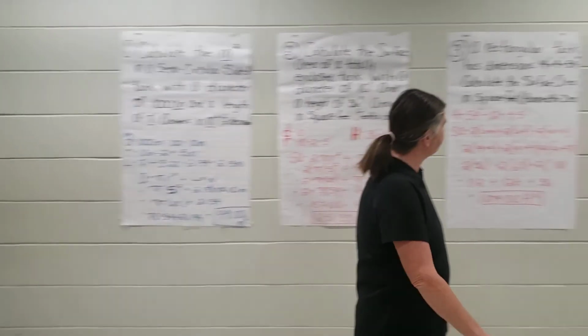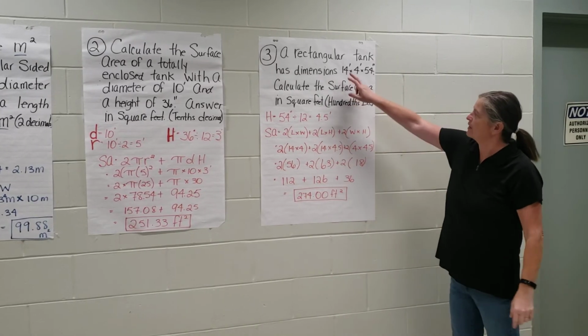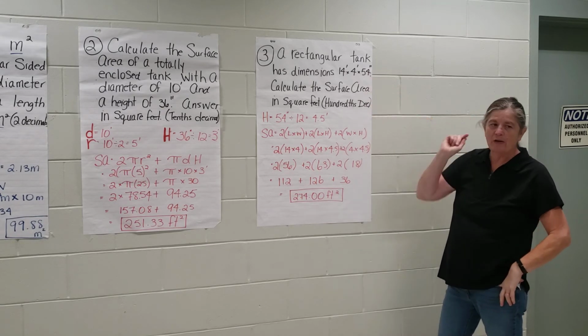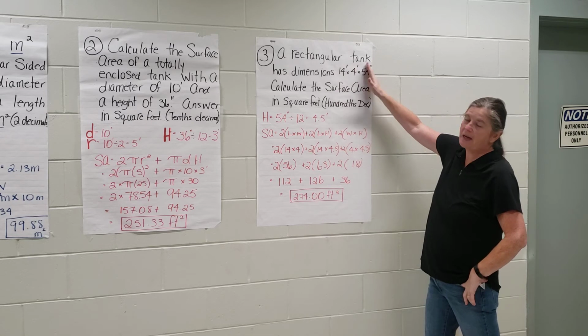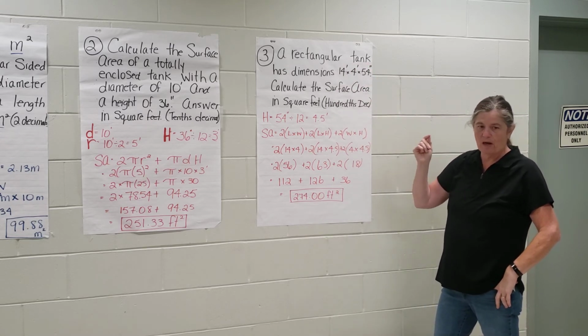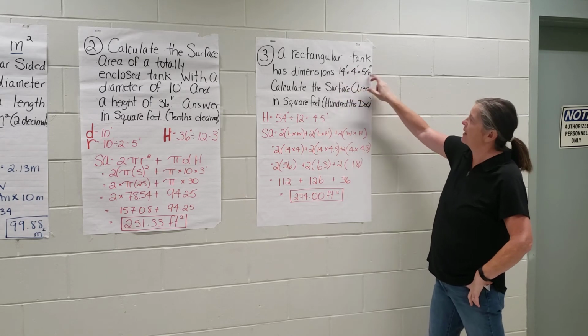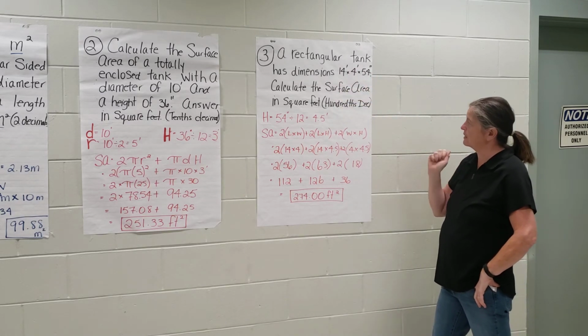One more. A rectangular tank has dimensions 14 feet by 4 feet by 54 inches. When you get these dimensions, they'll be laid out length by width by height. Okay? Unless it otherwise writes them out for you. So length by width by height. Calculate the surface area in square feet, hundredths decimal.